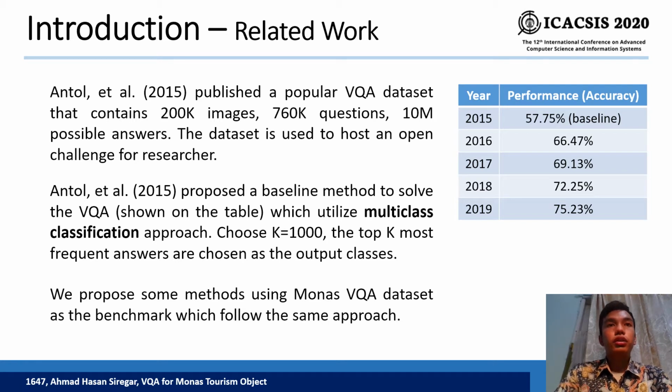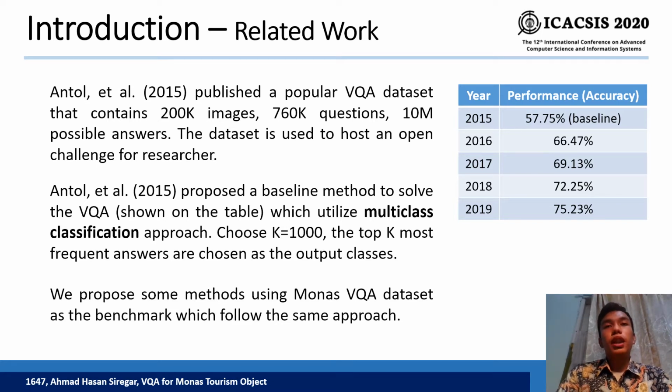A related research is that Antol et al. 2015 published a popular VQA dataset that contains 200,000 images, 760,000 questions, and 10 million possible answers. The dataset is used to host an open challenge for researchers. On the right side, we can see past years' performance. Each year, we can see a significant performance increase. But still, in the last year, 2019, the best performance is 75%, and we can see that this accuracy can still be improved further.